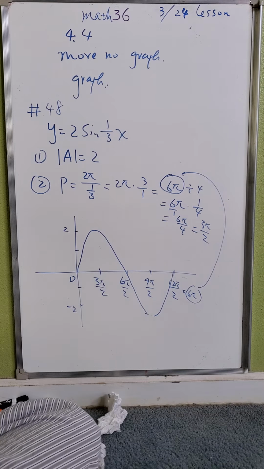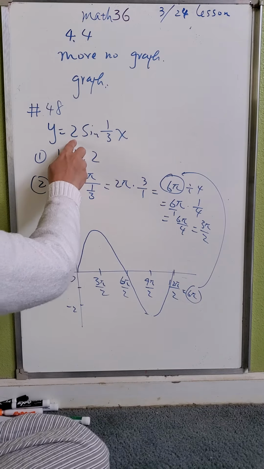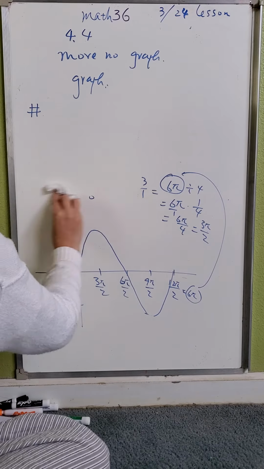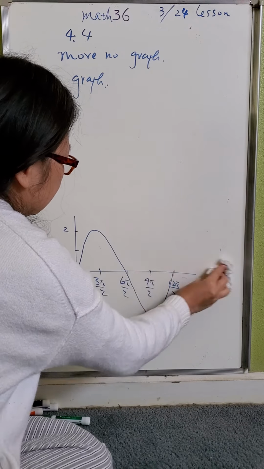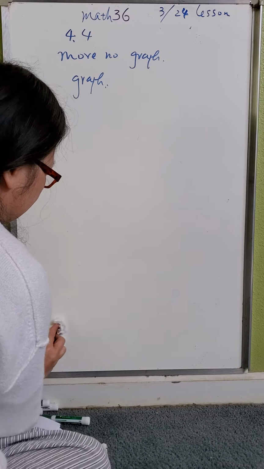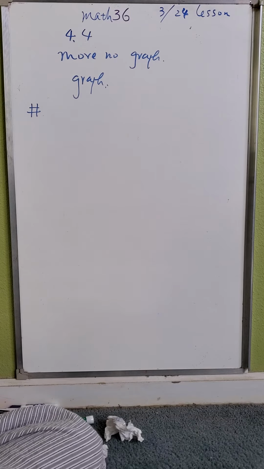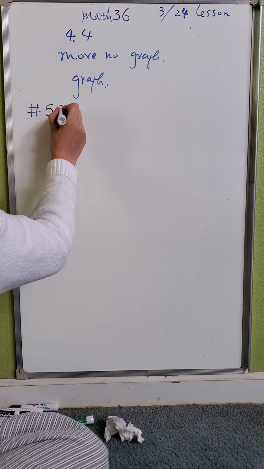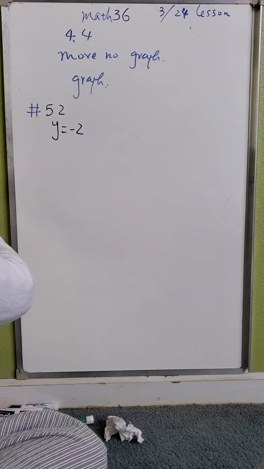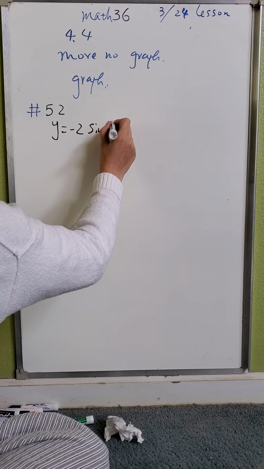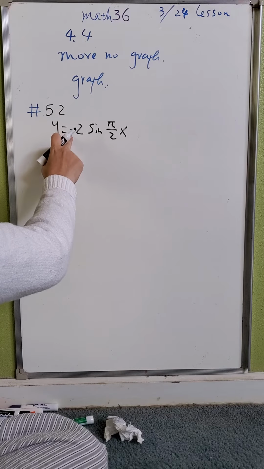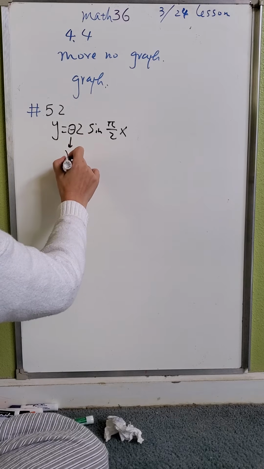And let's try another one, number 15.2. What happens if you have a negative in front of here? Okay, number 15.2. We have y equal to negative 2 sine pi over 2 x. So these values are negative. The negative means a reflection.